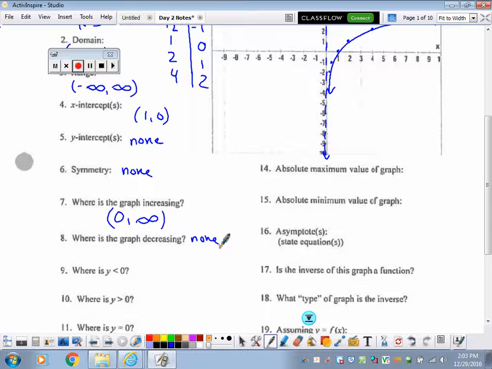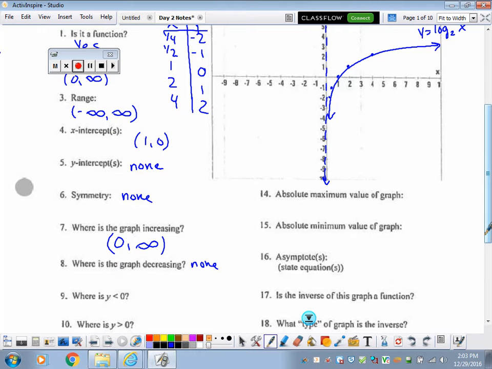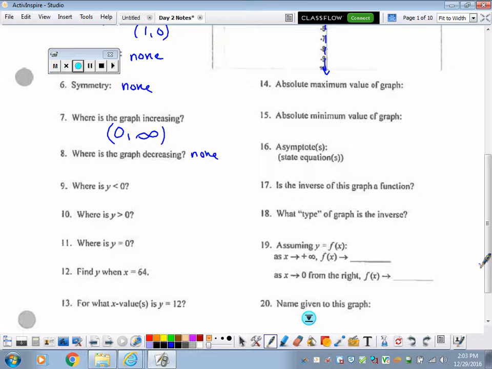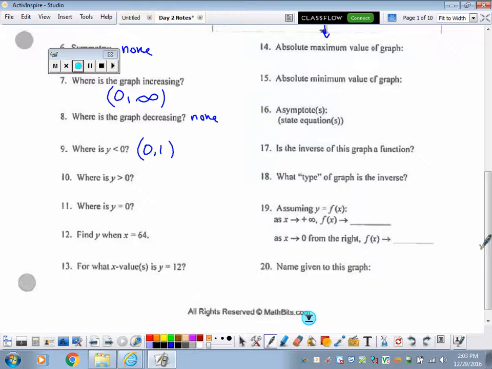However, it is negative. It is below the x-axis between 0 and 1. After 1, when x is greater than 1, this graph is above the x-axis, so that's where the y values are positive, from 1 to infinity. Where is it equal to 0? At the x-intercept, at x equals 1.